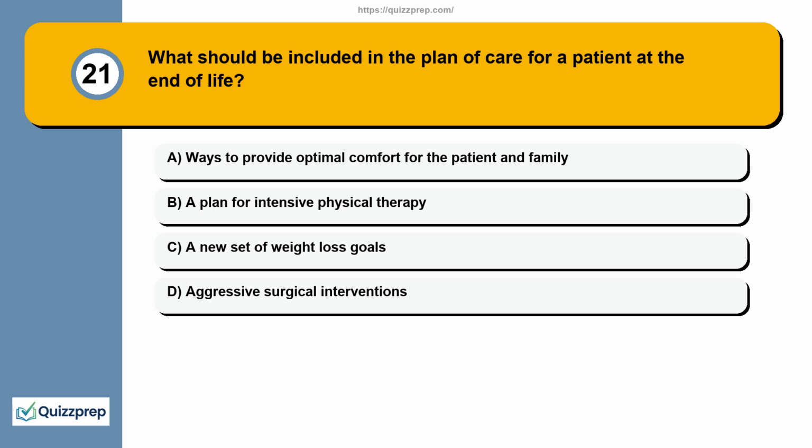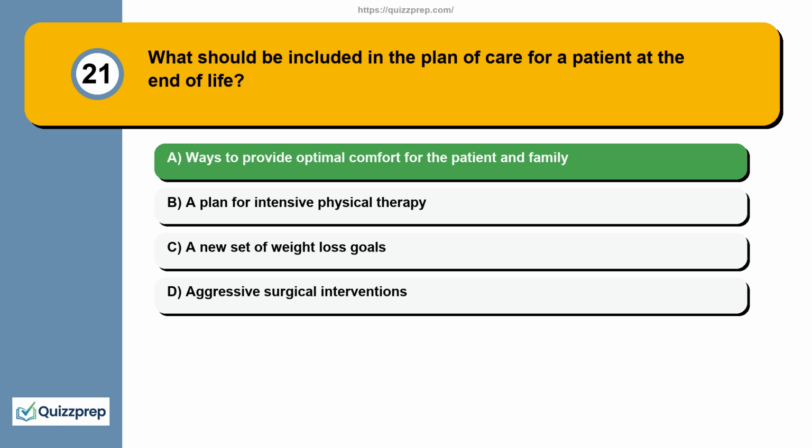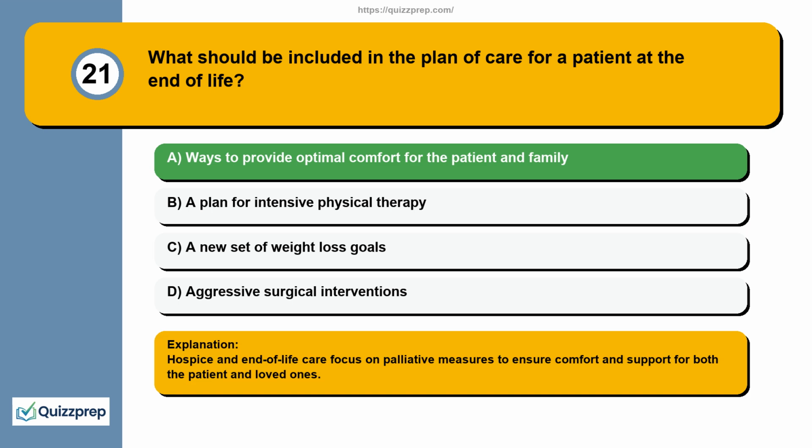Question 21. What should be included in the plan of care for a patient at the end of life? Ways to provide optimal comfort for the patient and family. A plan for intensive physical therapy. A new set of weight loss goals. Aggressive surgical interventions. Hospice and end-of-life care focus on palliative measures to ensure comfort and support for both the patient and loved ones.